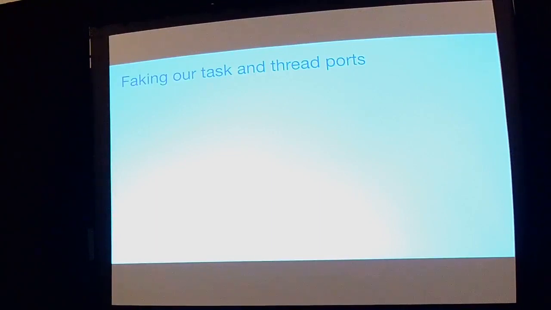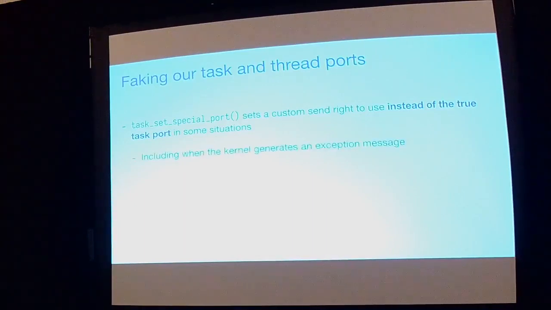and I found that there's a function called task_set_special_port, which can be used to set a custom send right for the kernel to use instead of the true task port in certain situations, including, as it turns out, when the kernel generates an exception message. And conveniently, there's a parallel API, thread_set_special_port, that does the same thing for threads. So at this point, we're basically in business.